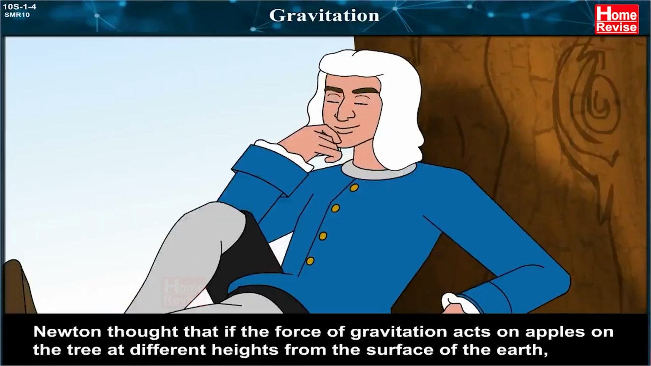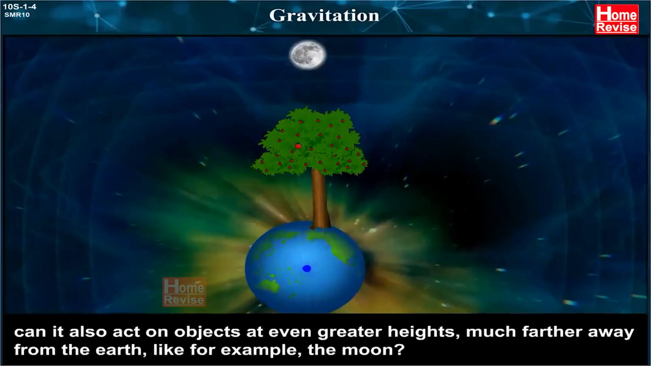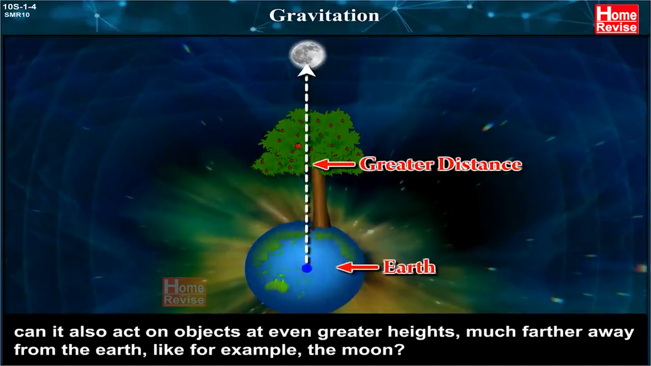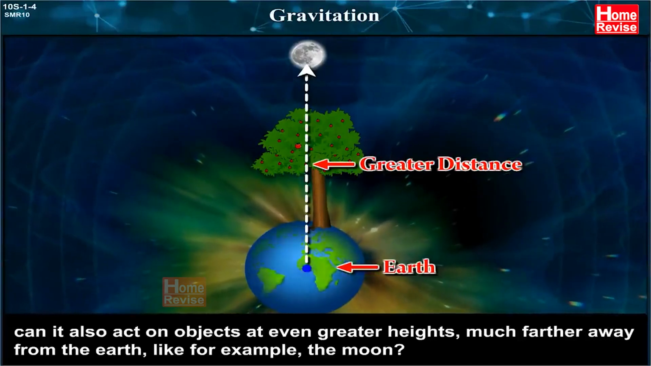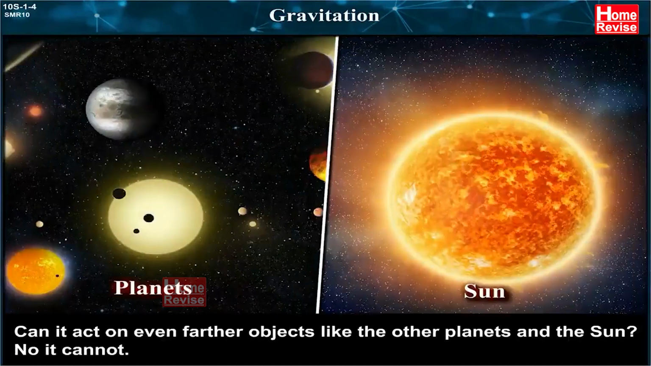Newton thought that if the force of gravitation acts on apples on the tree at different heights from the surface of the earth, can it also act on objects at even greater heights, much further away from the earth, like, for example, the moon? Can it act on even farther objects like the other planets and the sun? Yes, it can.